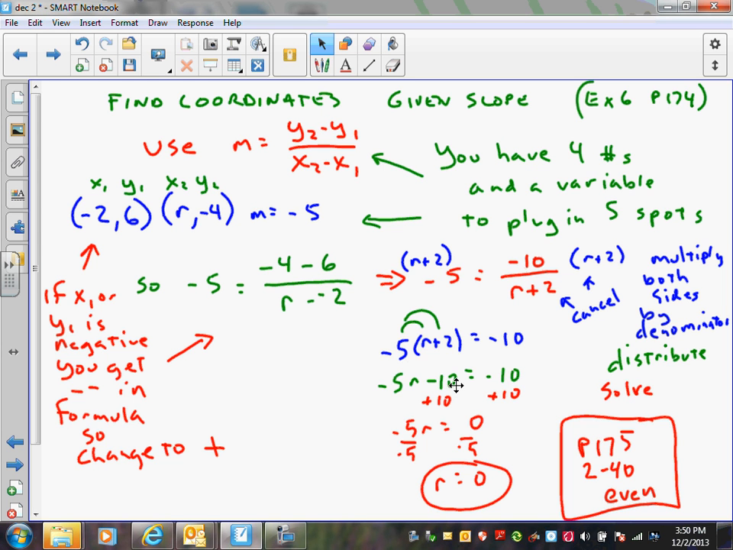Two-step equation, get rid of the -10 by adding. It gives me -5r equals 0, and I got to divide by -5. 0 divided by anything is 0. So the r coordinate, the coordinate we're missing, is 0. Your homework is page 175, 2 through 40 even.